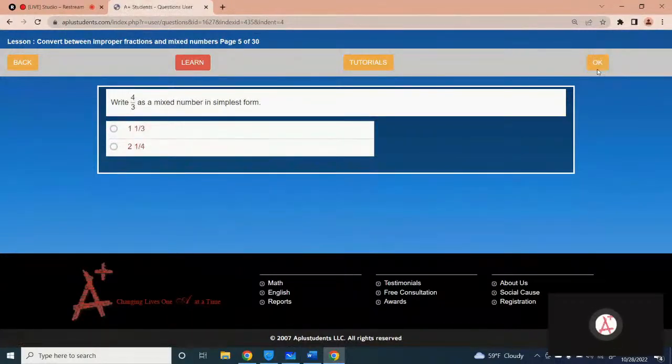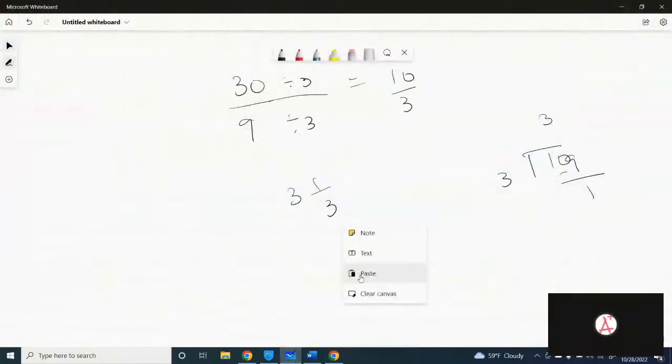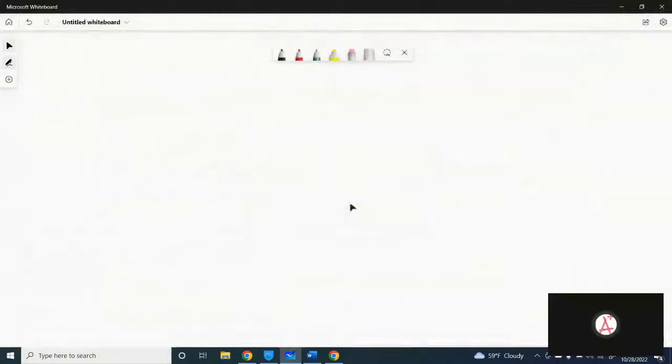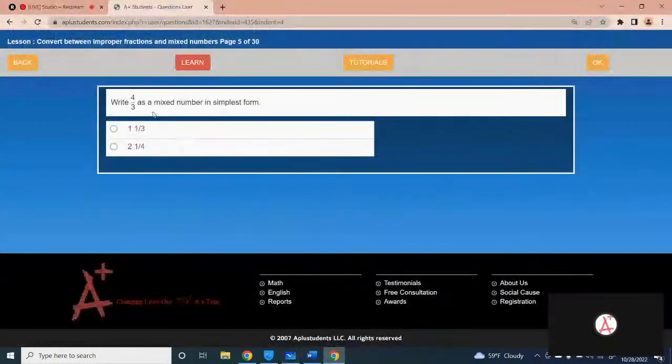Okay, write 4 over 3 as a mixed number in simplest form. So you have to write 4 over 3. Just divide 4 by 3 and write the answer. So 3 times 1 is 3 and 4 subtract 3 is 1. So the answer is 1 whole 1 over 3. Got it? So the correct option is 1 whole 1 over 3. Got it?